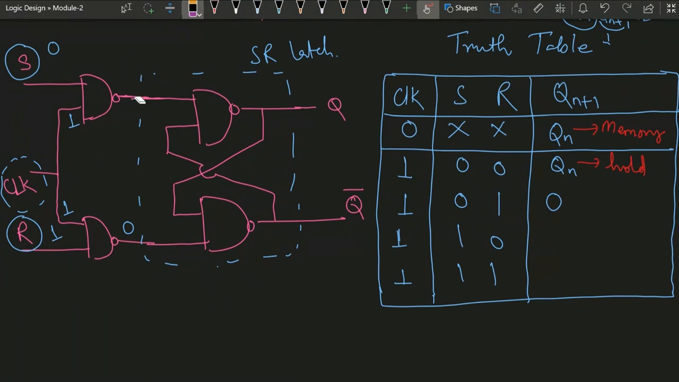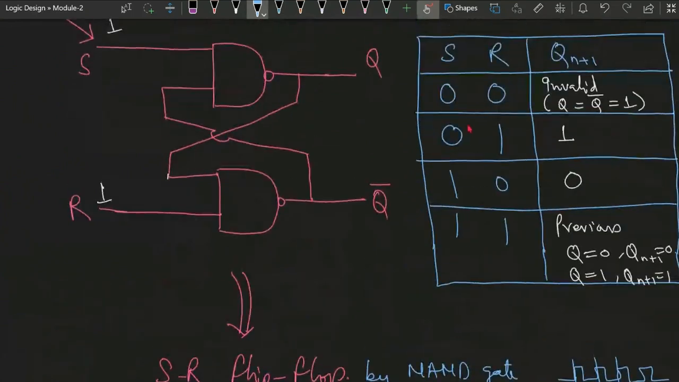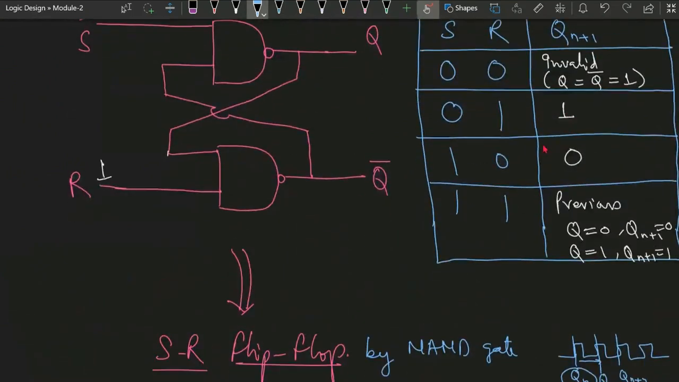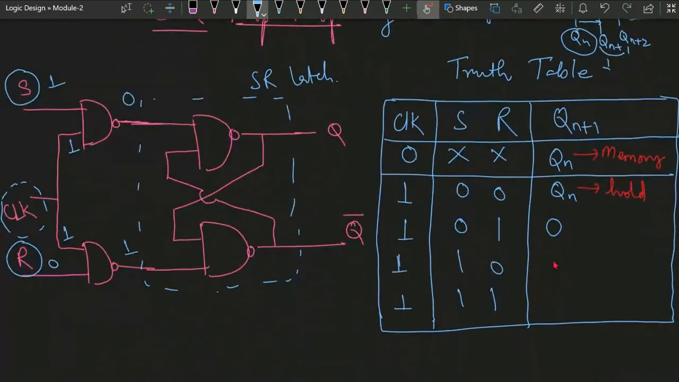Next, if we consider the input S and R as 1 and 0, this is 1 and this is 0, so S is 0 and R is 1. At that time the output is 1. So here this output will be 1. This is called set mode.